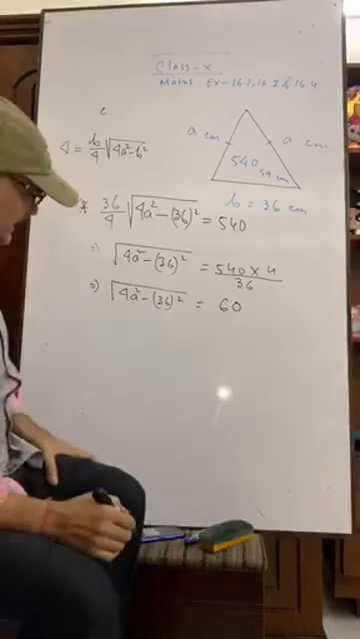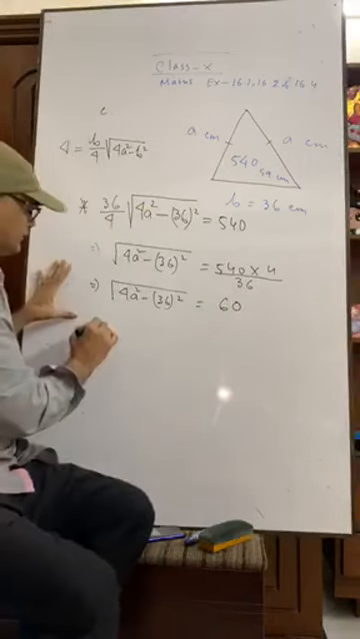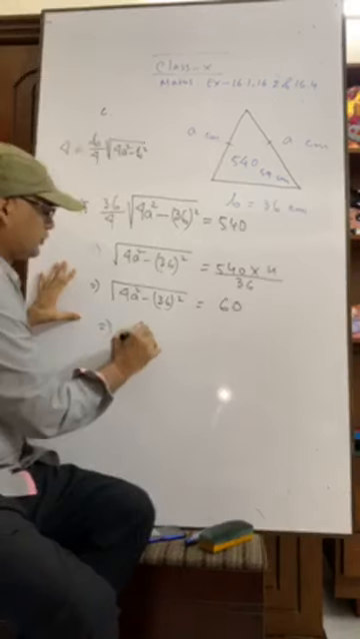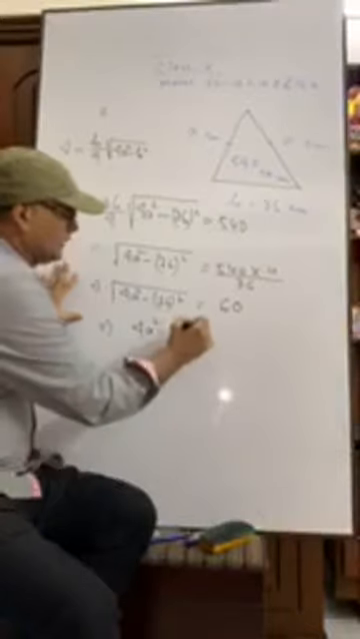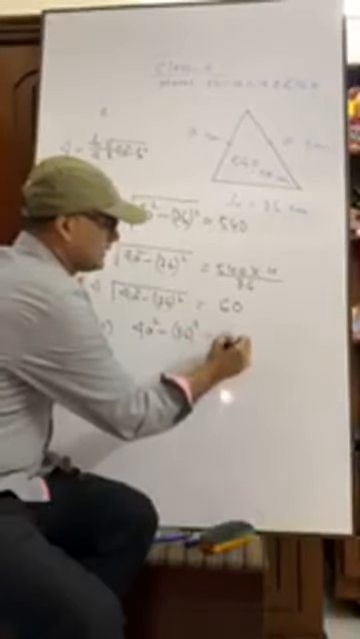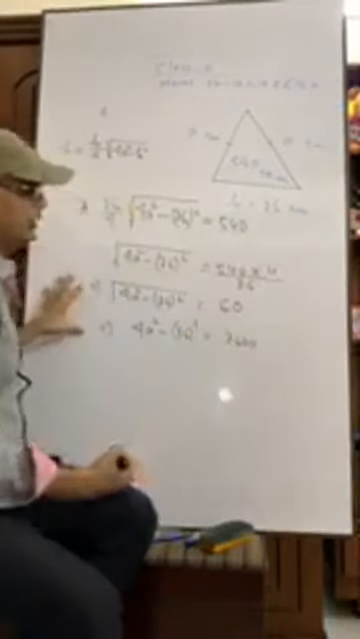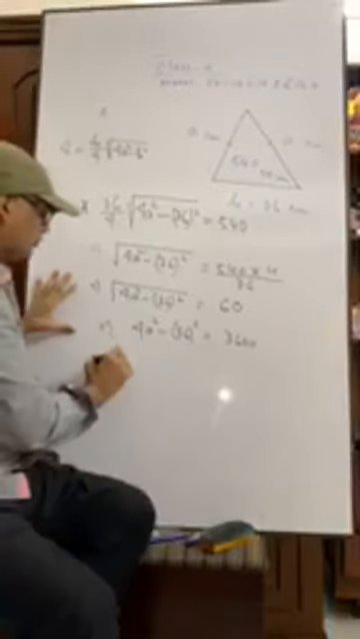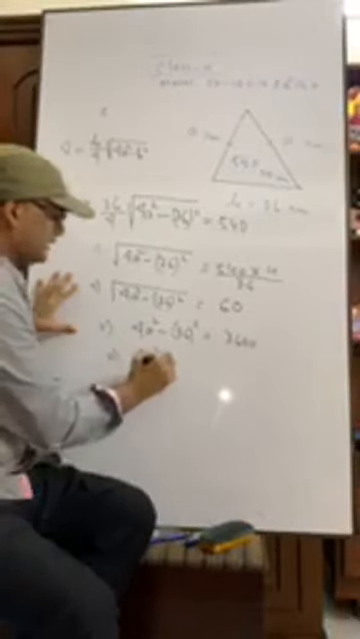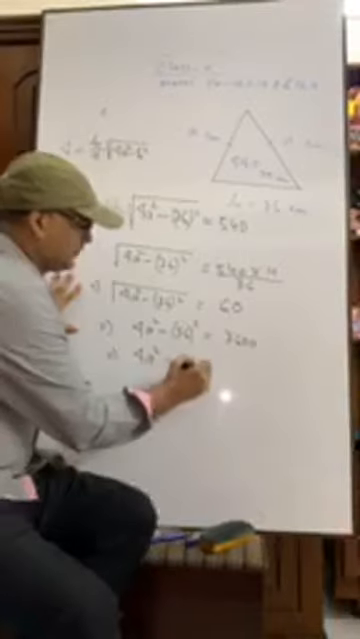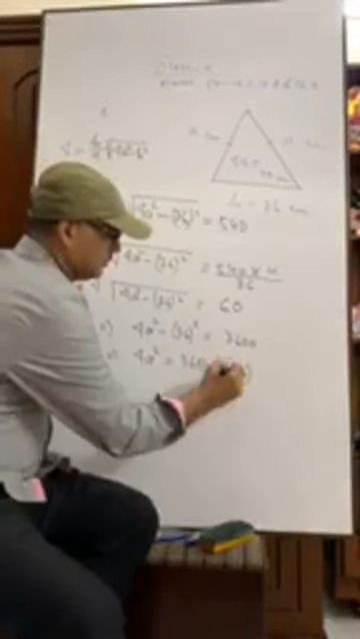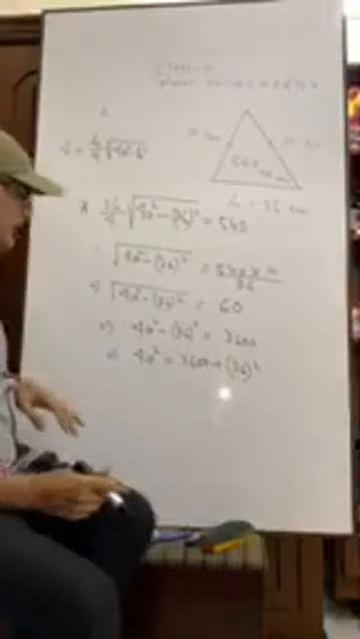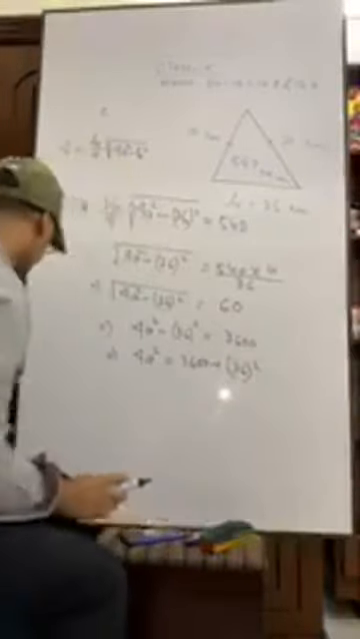Now we can get it by squaring. Means 4a square minus 36 whole square is equal to what? 3600. By squaring we have got it. Now 4a square is equal to 3600 plus 36 square. Now use the calculator. All of you are required to use the calculator.